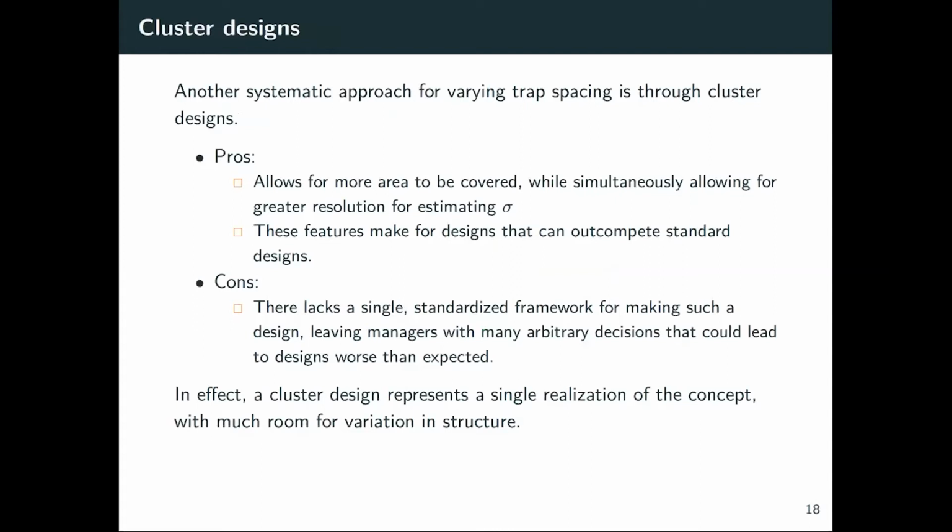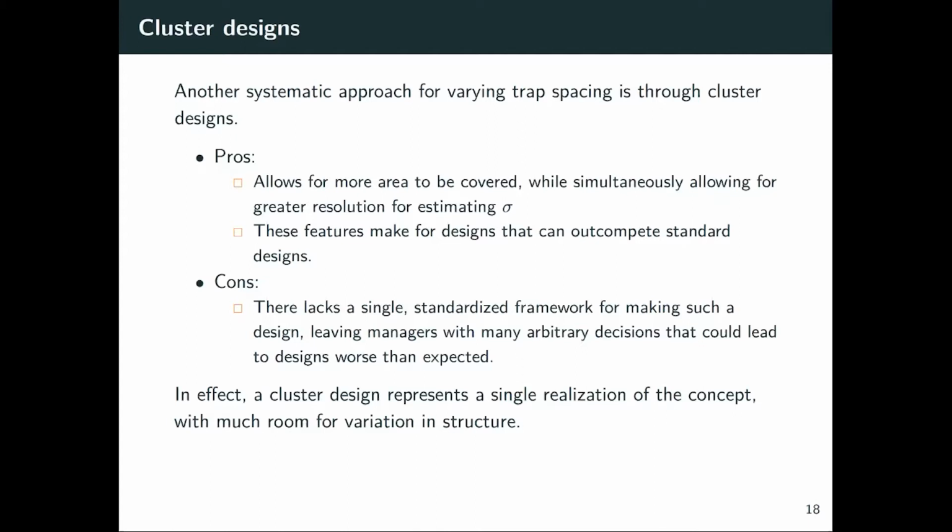Another systematic approach for varying trap spacing is through cluster designs. So there are some pros and cons here. Pros: it allows you to cover more area while simultaneously allowing for greater resolution for estimating sigma. It makes designs that can outcompete standard grid-based designs because essentially you're clustering the traps, spreading them out, so you can get spatial recaptures at a fine scale and at a larger scale, but also capture more individuals because your entire trapping extent is a bit wider and longer.